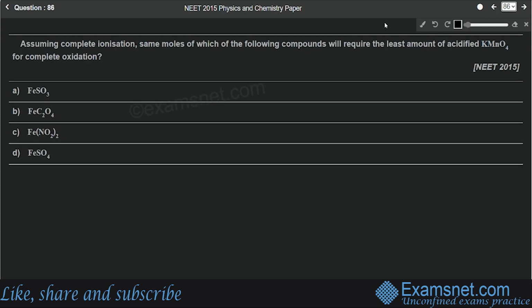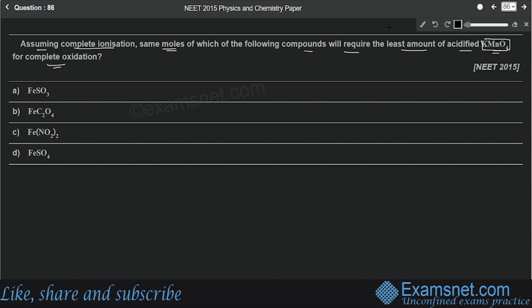Question number 86 is from the chapter D and F block elements, and the question is, assuming complete ionization, same moles of which of the following compounds will require least amount of acidified potassium permanganate for complete oxidation? Okay, so we know that potassium permanganate acts as the oxidizing agent. Okay, it oxidizes the compounds.